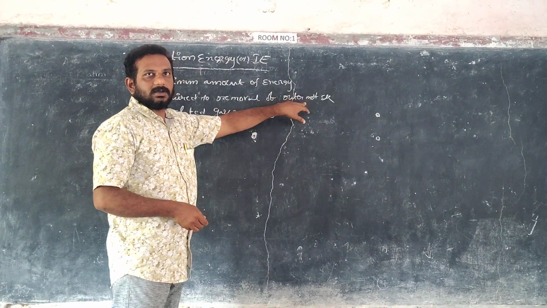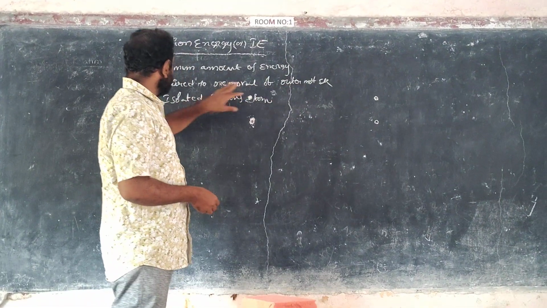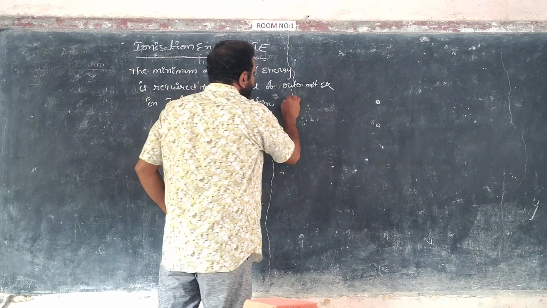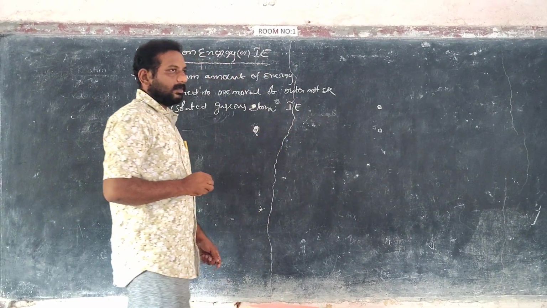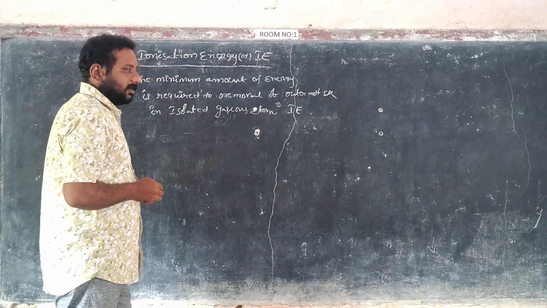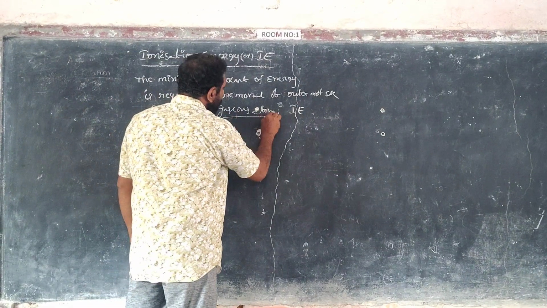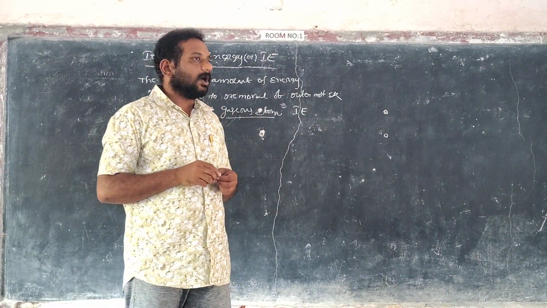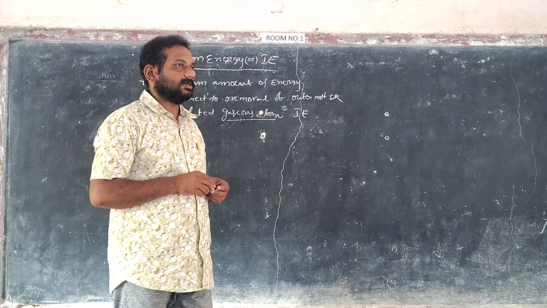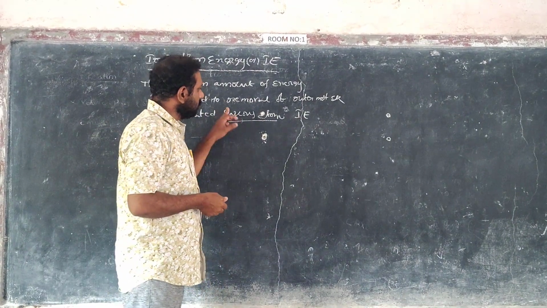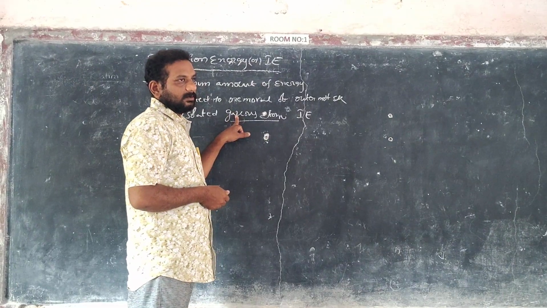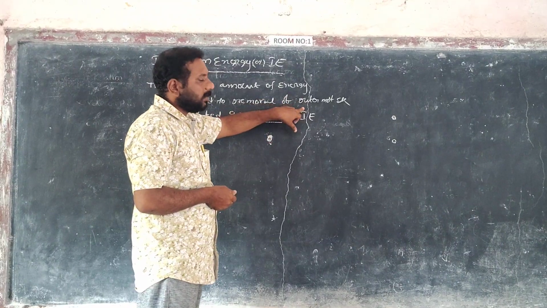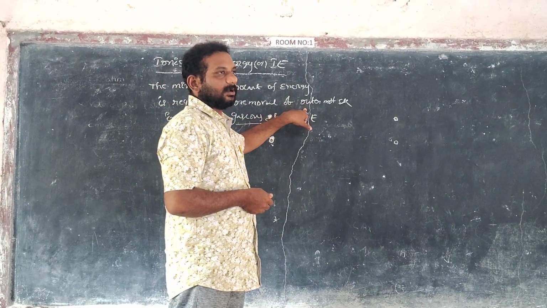The outermost shell is the valence shell. The outermost electron of an isolated gaseous atom, when removed, is called ionization energy. Ionization energy does not apply to solids and liquids. It is only applicable to gaseous atoms, where the outermost electrons are easily removed.